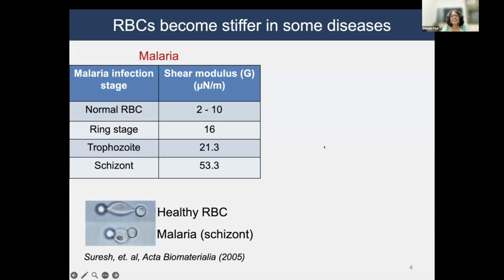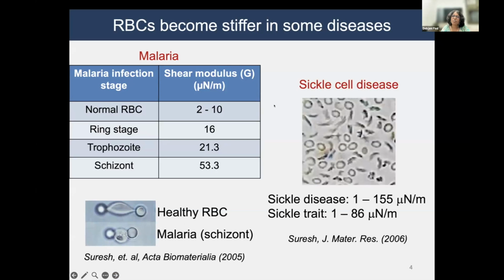Similarly, sickle cell disease is a hereditary disorder where, when people inherit the sickle hemoglobin, under low oxygen conditions this sickle hemoglobin polymerizes. And it is that which leads to stiffening of the red blood cell, which also leads to these characteristic shapes, which are called the sickle shapes. If you measure the stiffness of individual sickle RBCs, you see in sickle disease the stiffness changes quite a bit. It's more than 150 micronewton per meter. And sickle trait is a condition where an individual has both normal hemoglobin as well as sickle hemoglobin. So although the shear modulus increases, it is still not to the same extent as in sickle cell disease.